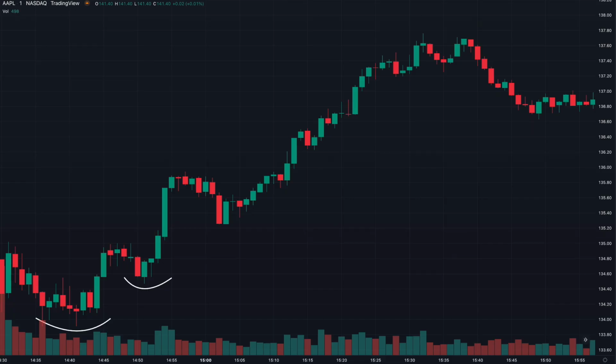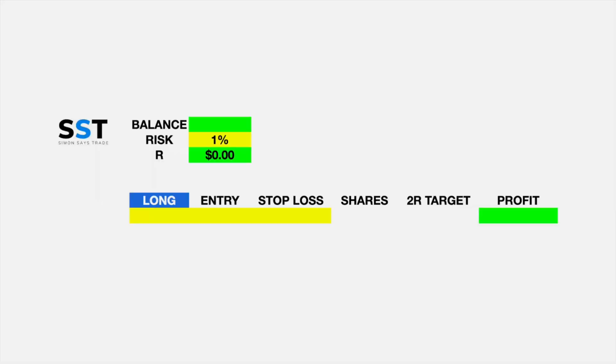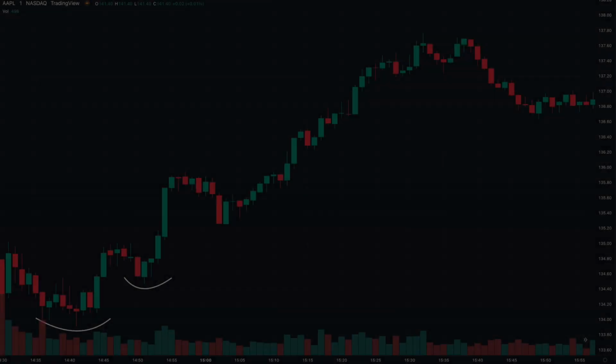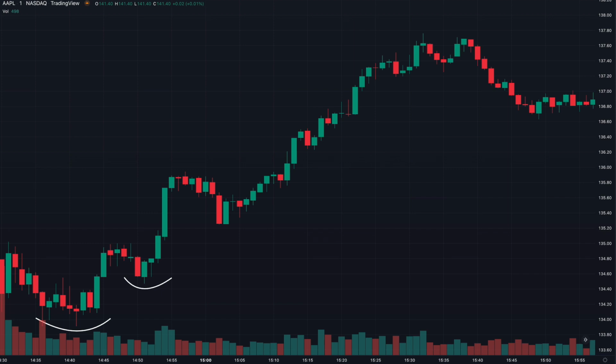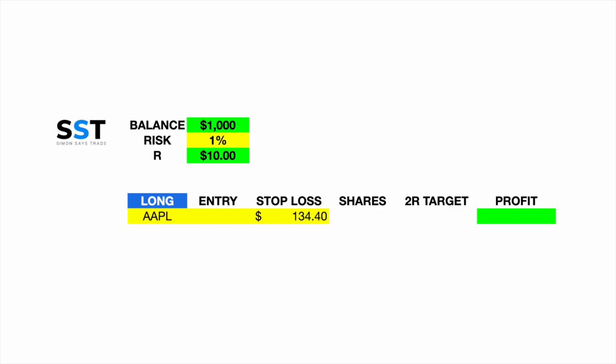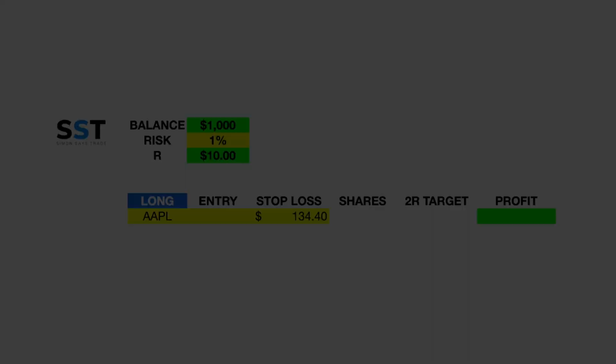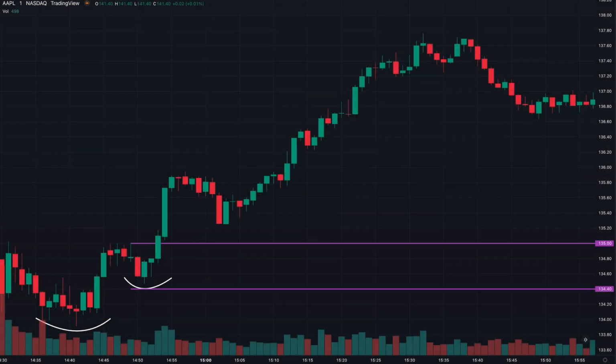Here's a trade we took on Apple which was trading around $135. For this example, let's say we have a $1,000 account. What is our risk? 1% times $1,000 equals $10. What is the stop loss? According to the cup and handle pattern, we should place our stop just below the low of the handle, so that is 134.40. And our entry is at the break of the high of 135.